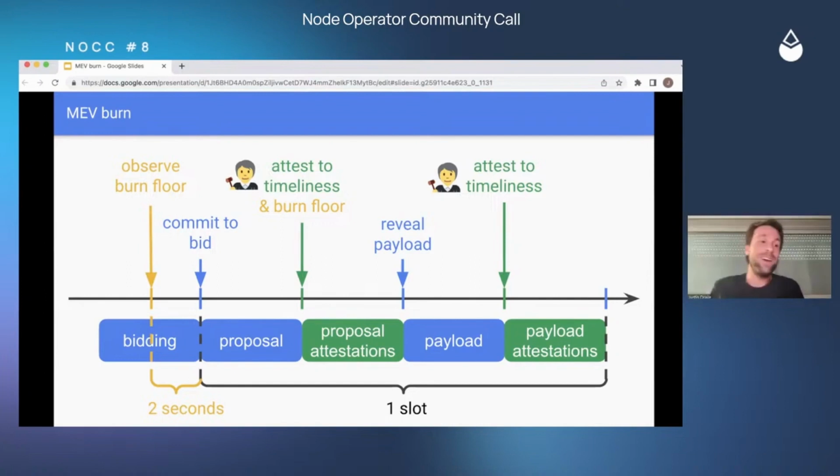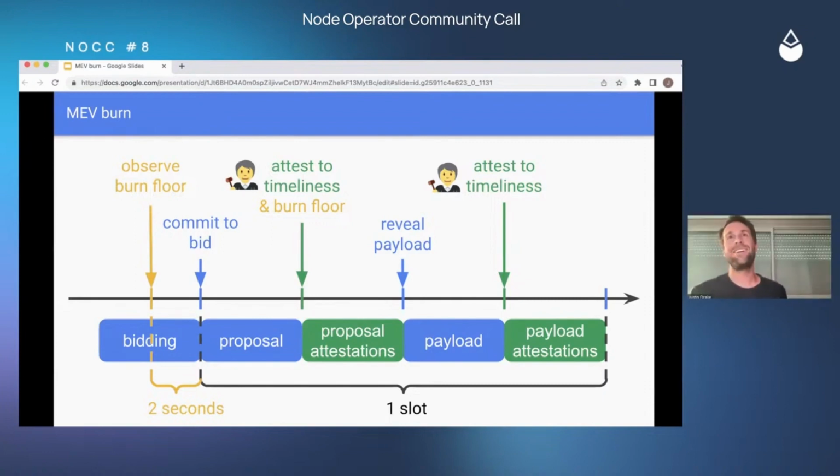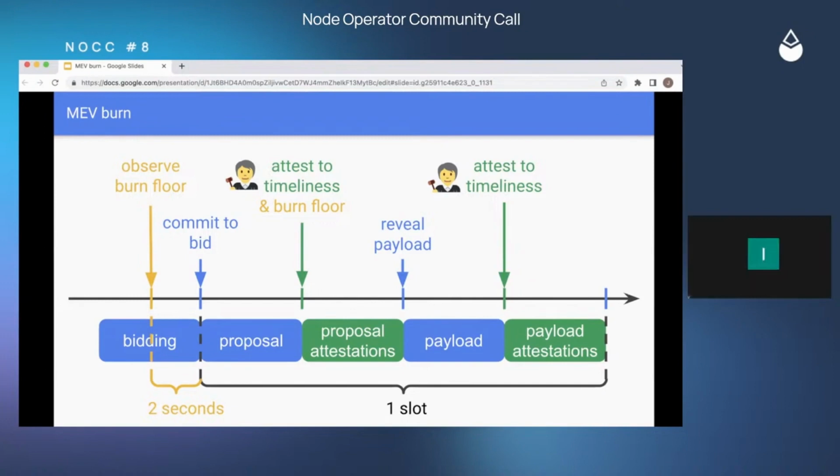Right. I mean, they could propose a completely empty block, but they'd have to pay for it. Yeah. As if the 32 ETH wasn't enough, but yeah, okay.